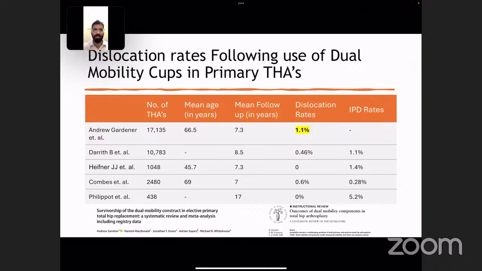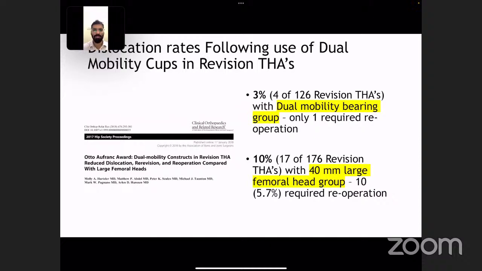Dislocation rates following the use of dual mobility cups in primary total hip arthroplasty are around 1.1%. Intraprosthetic dislocation rates are also 1.1% as per a study by Andrew Gardner. And dislocation rates in revision total hip arthroplasties are 3% with the dual mobility group, whereas it is 10% with the 40 mm large femoral head group.